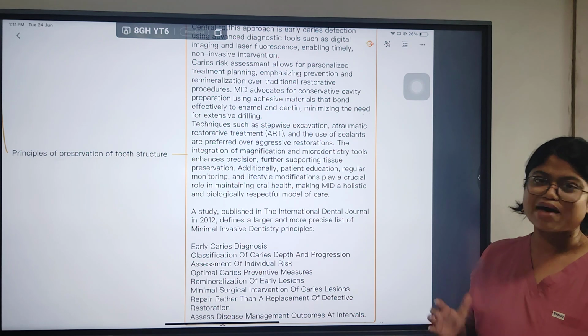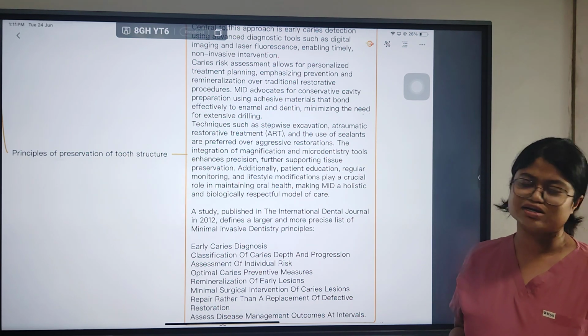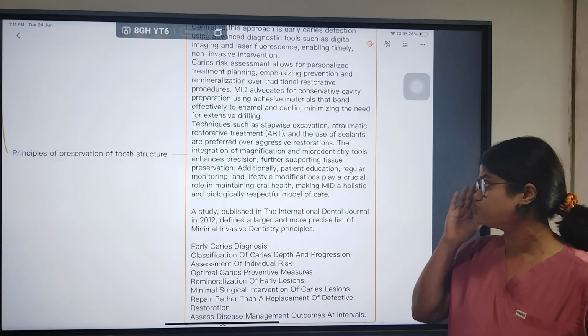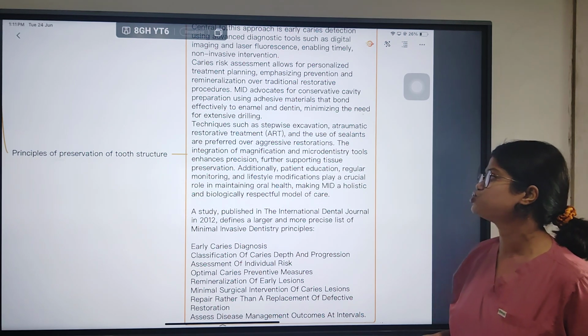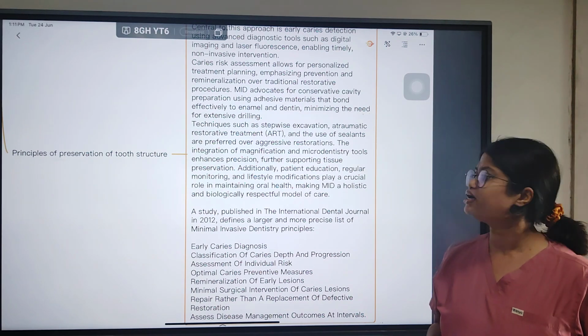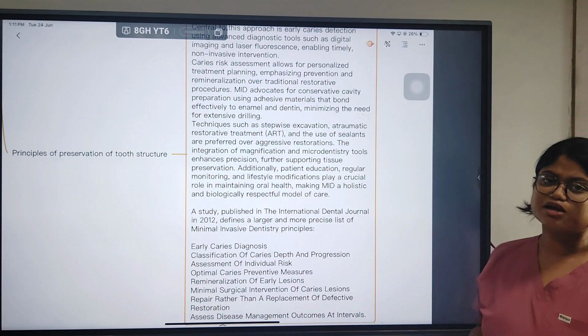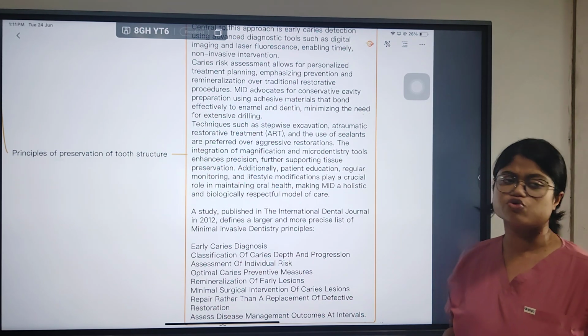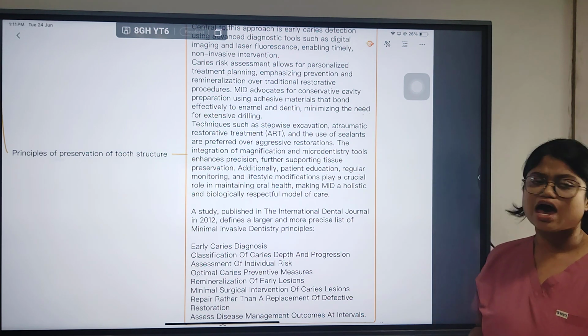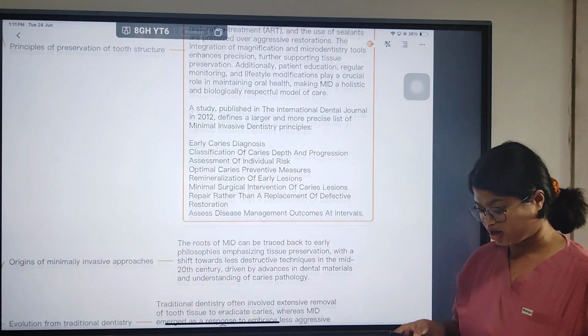The integration of magnification and microdentistry tools enhances the precision of caries risk assessment, further supporting tissue preservation. Patient education can play a very big role. Regular monitoring and follow-up along with lifestyle modification will play a crucial role in maintaining oral health, making MID a holistic approach and a biologically respective model of care.